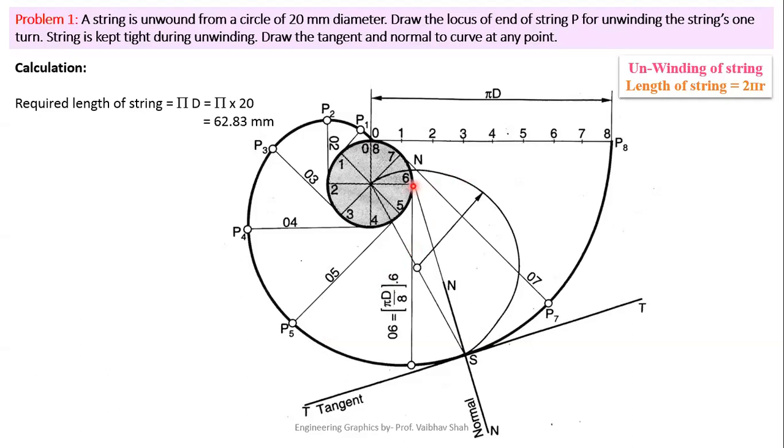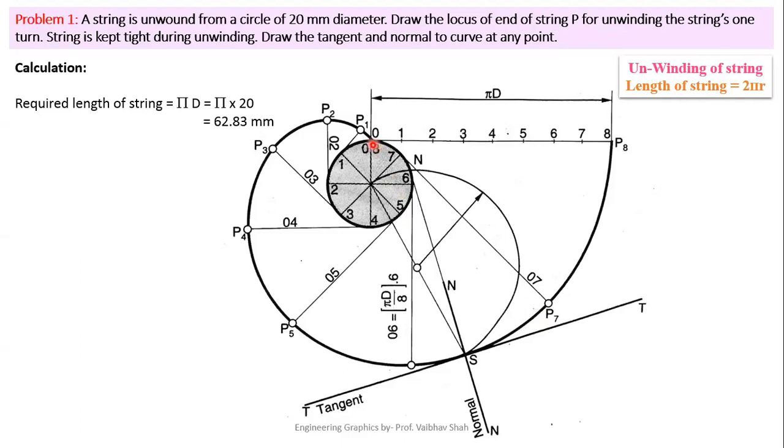Now for point number 6, we are trying to unwind the string from 0 till 6. So we'll take the distance of 0 till 6 on your horizontal line on your rounder. After getting that distance, go to this point 6 on this circle and try to cut this tangent line of 6. You will have this point as P6. Now for P7, we'll unwind the string from 0 till the point 7. So we'll take the horizontal line from 0 till 7 on our rounder. After getting this distance, go to point number 7 on the circle and try to cut this tangent line of point 7. You will have this point P7.